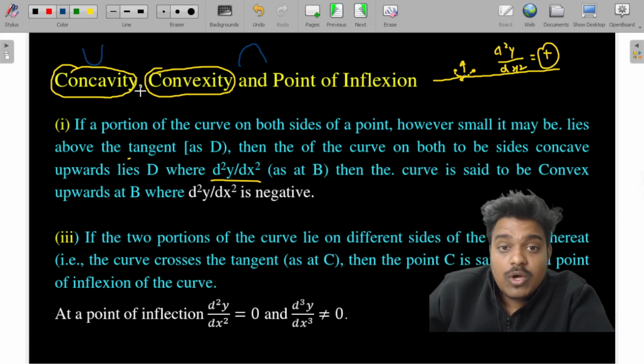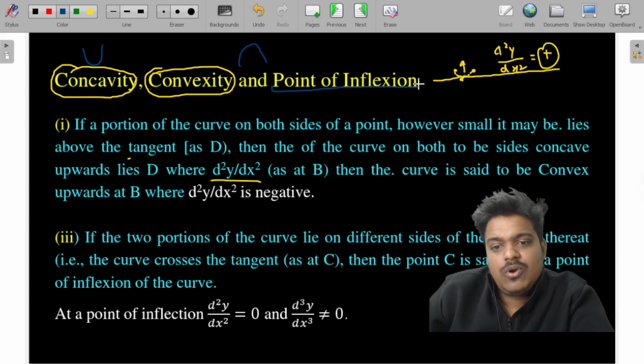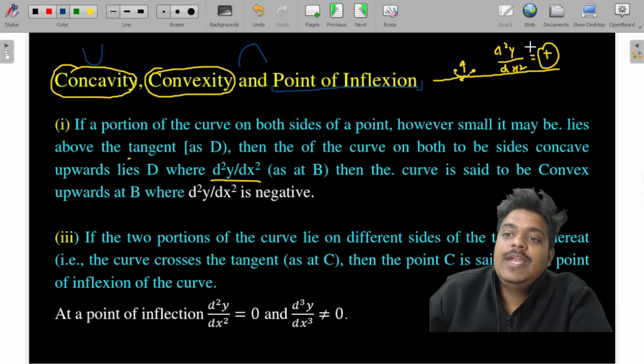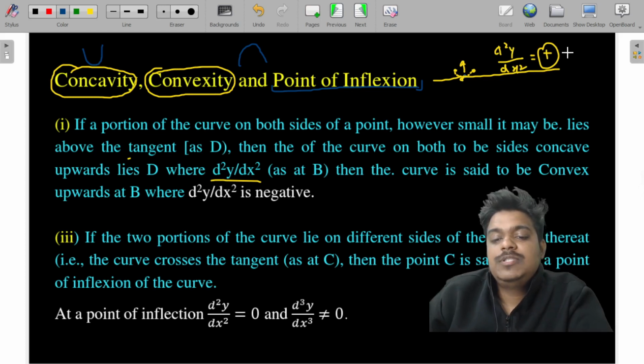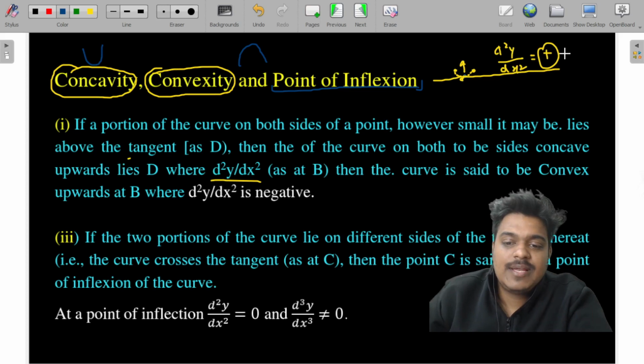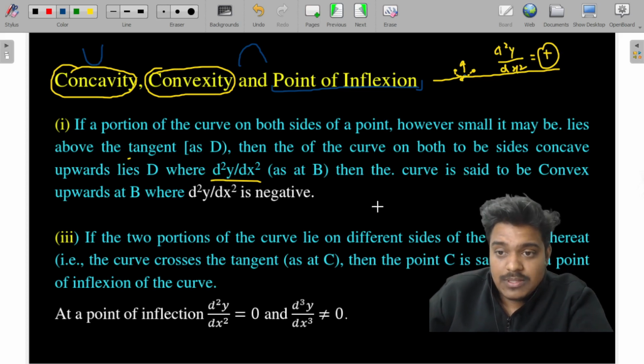Okay, so concavity you understood, convexivity you understood, and point of inflection also you understood. Suppose d2y by dx square is coming out to be 0. Now what happens?